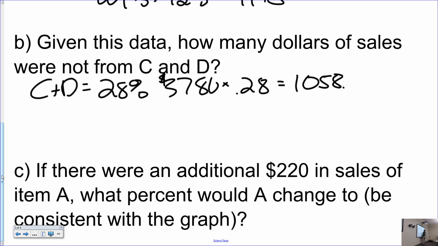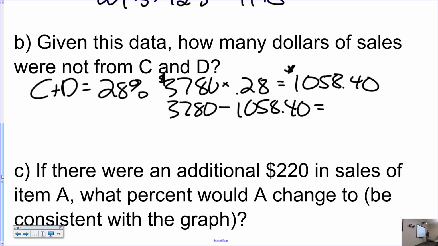1,058 and 40 cents. And if you figured out that was how many sales you had in C and D, how would you find not C and D? Subtract, right? So 3780 minus 1058.40, well, whatever that works out to be, 2160. That is one way of doing it.